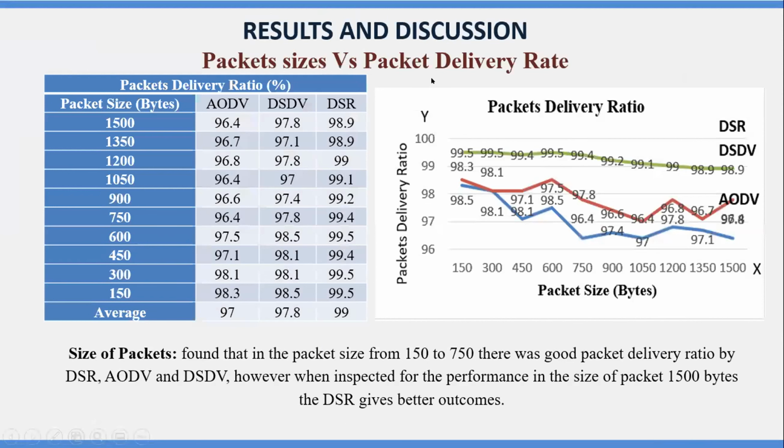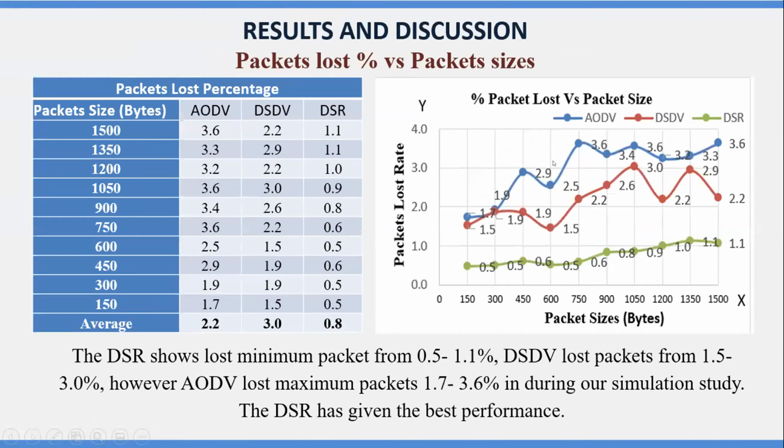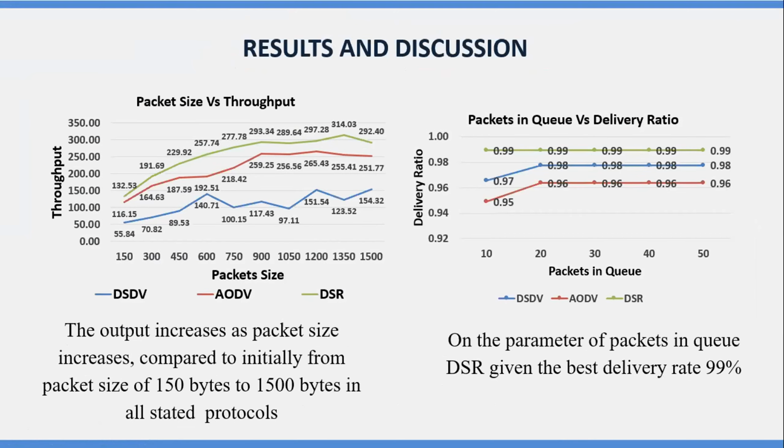These are the results of the simulations. We found that for packet sizes from 150 to 750 bytes, there was a good packet delivery ratio by the DSR, AODV, and DSDV protocols, as we can see at 750. After 750, there is a loss of packets in the AODV and DSDV protocols, but there is a minor packet loss in DSR also if we increase the packet size. These are the results opposite to the packet delivery ratio, like packets lost during the communication.